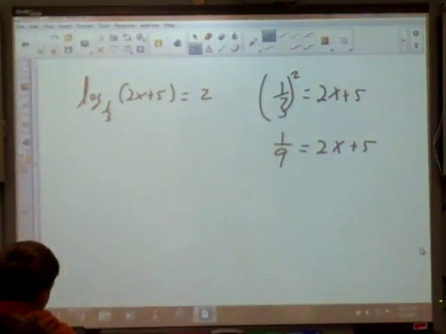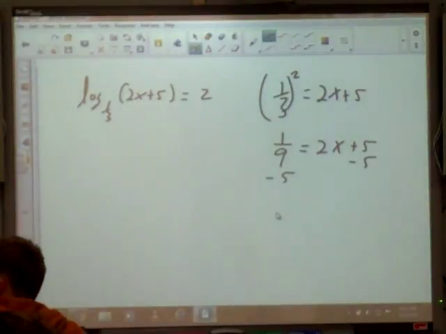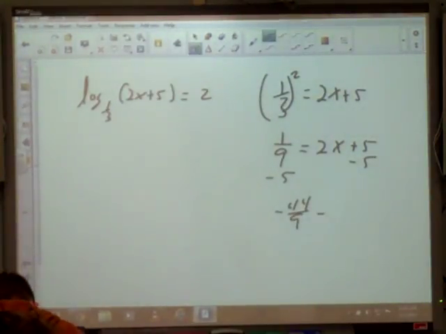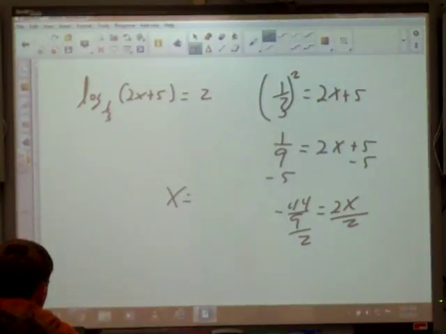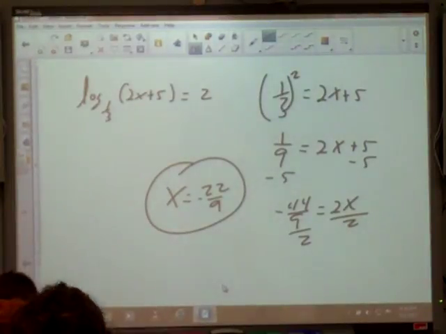What would you do to get rid of that plus 5? So you have to figure out what 1/9 minus 5 is now. You got that, Angie? It's a fraction. It's 44 over 9. Or it's negative though, isn't it? Did you do the 1/9? Oops. I did 5. Yeah, it's negative 44. Negative 44 over 9 is equal to 2x. And then x is multiplied by 2, so we just divide by 2. Negative 22 ninths. Whoop, whoop.